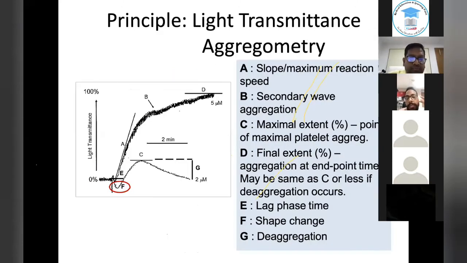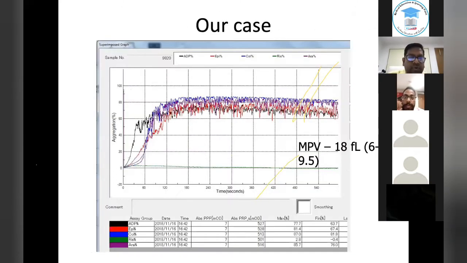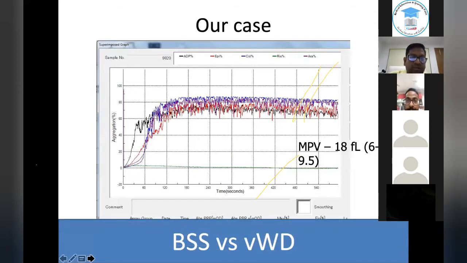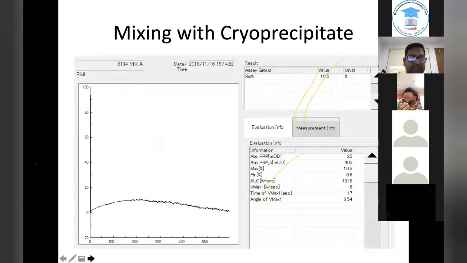So, looking at our case, you can see there is aggregation to all agonists like ADP, epinephrine, collagen, arachidonic acid, but there is absent aggregation to ristocetin. Mean platelet volume was 18 femtoliter. So we have two differentials, BSS versus von Willebrand.